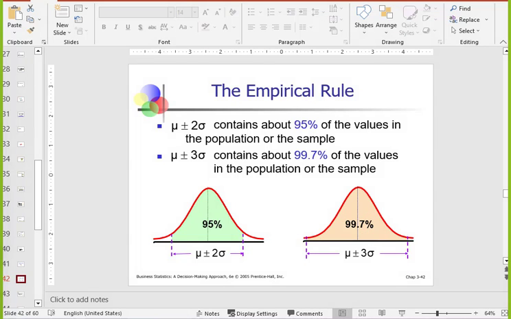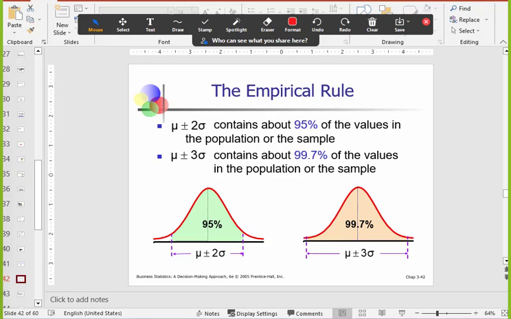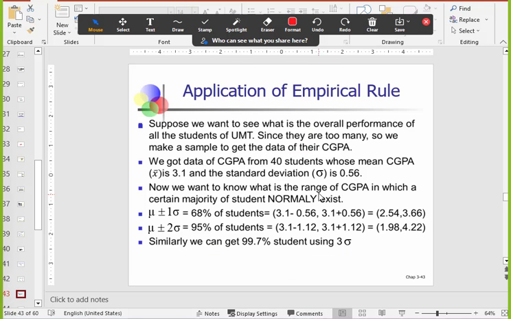So moving on from the empirical rule, next we have, on slide number 43, a practical example. I will explain it here and then you can try to solve other examples that will be shown in the next slides. Suppose you want to see the overall performance of the students of UMT. Since there are too many students, we cannot look at all the data and tell what is happening. That's why we need the help of statistics. So we make a sample and get the GPA data. From the many students, we collect a sample.